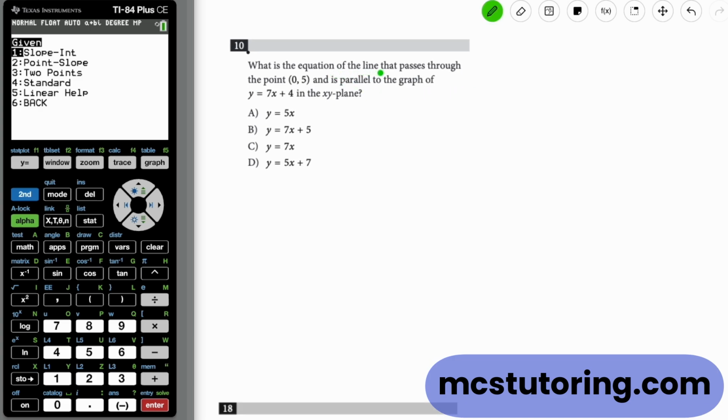what's the equation of the line that passes through the point 0, 5? So this is a point we have, and parallel to the graph of this. Now, what did you just learn about parallel slopes? Slope is the same. So we have basically the slope. Oh, by the way, m means slope in line stuff. And m is 7, so slope is 7.